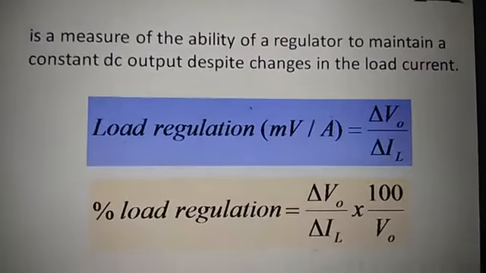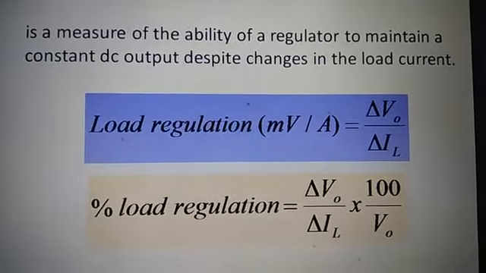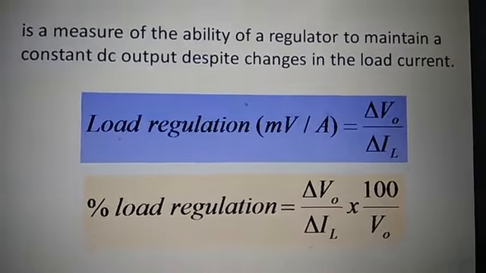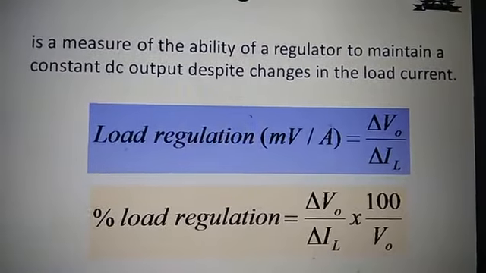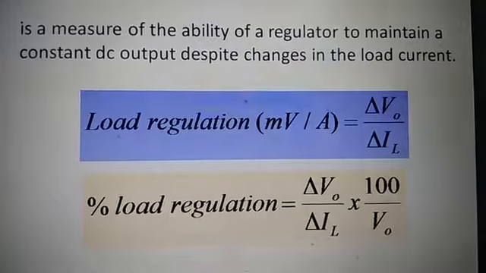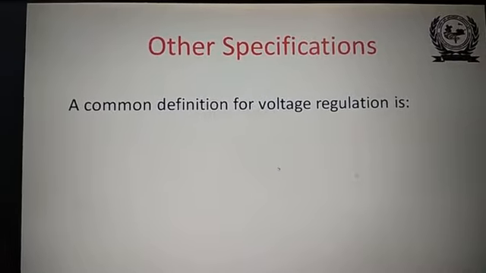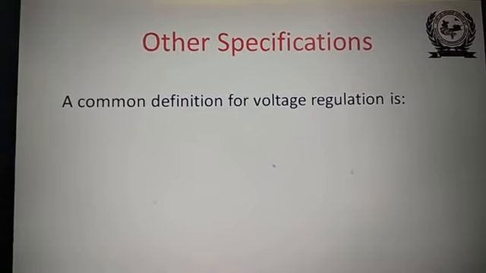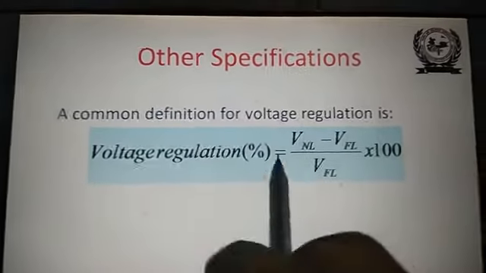The load and line regulation are generally represented in terms of percentage. So load regulation is delta V naught by delta IL into 100 by V naught, the percentage load regulation. Other specifications: a common definition of the voltage regulation. This is the percentage voltage regulation definition.